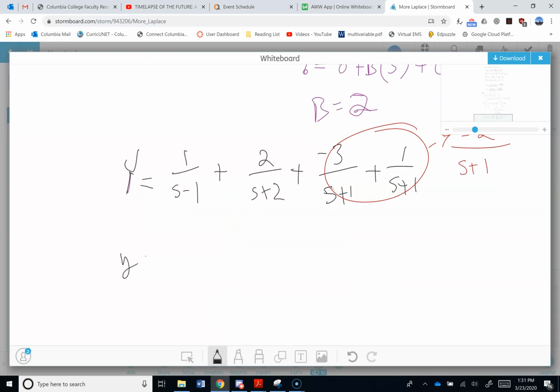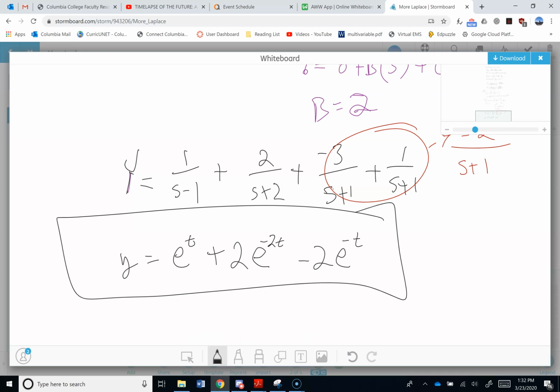So I get y, right, is, all right, inverse Laplace transform of 1 over s minus 1 is e to the t, plus 2 e to the minus 2t, minus 2 e to the minus t. Pretty sure. And that's what they got? Yeah. Rad. Circle, check, done.